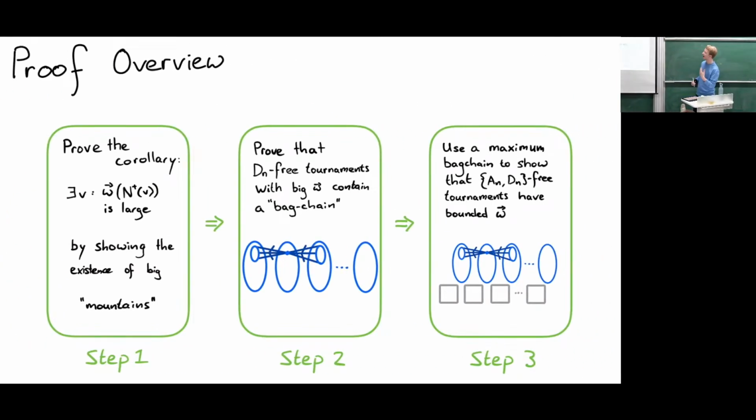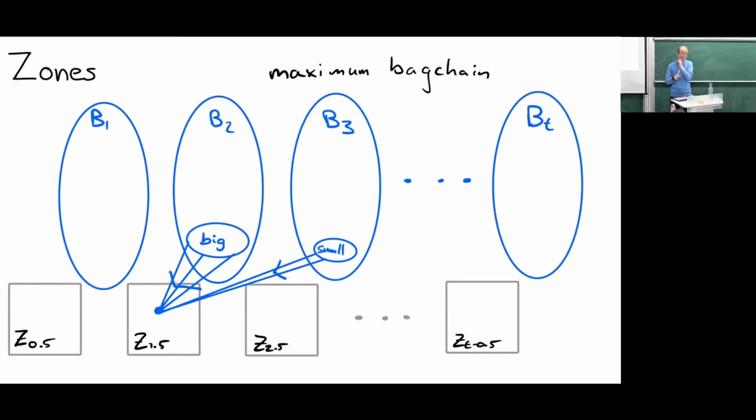Okay, so now we have a bag chain. What are we going to do with the bag chain? Well, we're going to take a maximum bag chain and show that the rest of the tournament attaches somewhat nicely to it. And for that, we introduce this notion of zones. This was also already used in a dichromatic sense. We here use it in the diclique sense with slightly different indices, but overall it's the same idea, where we try to fit things in the bag chain.